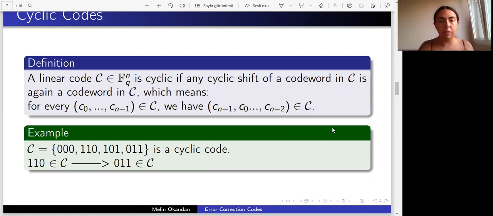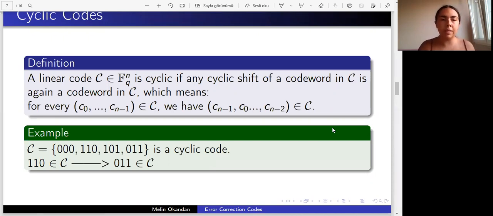What is a cyclic shift? Assume that we have a codeword (c_0, c_1, up to c_{n-1}) in C. If we apply the cyclic shift, we move each coordinate of this codeword to the right except the last coordinate, and we send the last coordinate to the first position. So we obtain (c_{n-1}, c_0, up to c_{n-2}). If it is again a codeword in C, and this holds for each element in our code, we say that our code is cyclic.